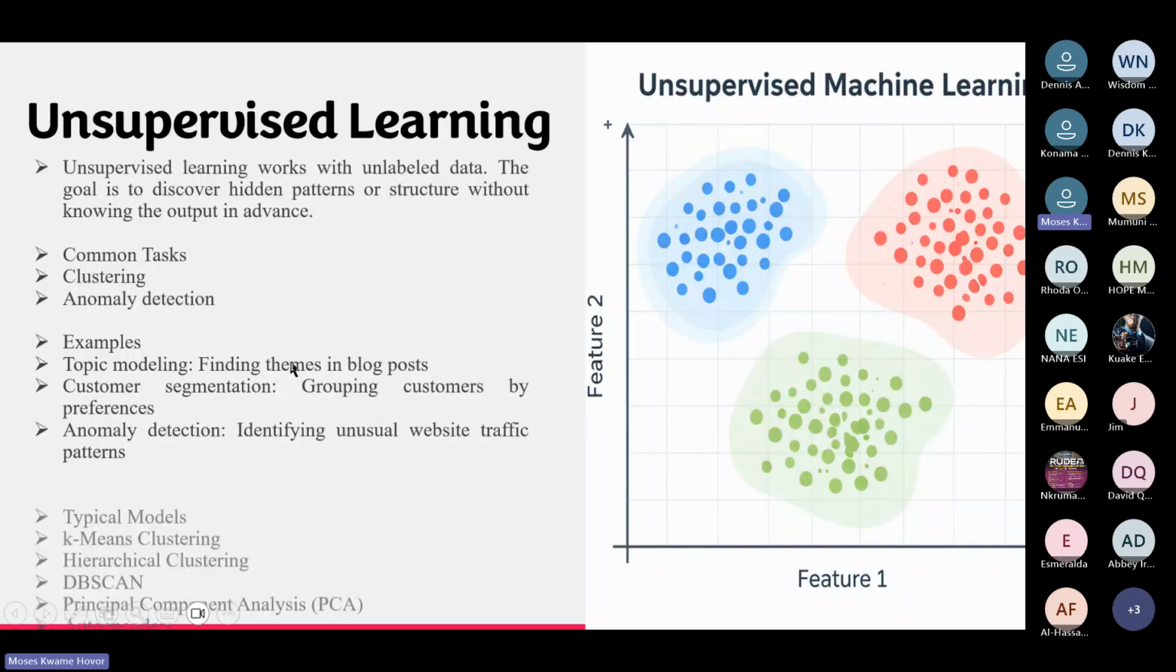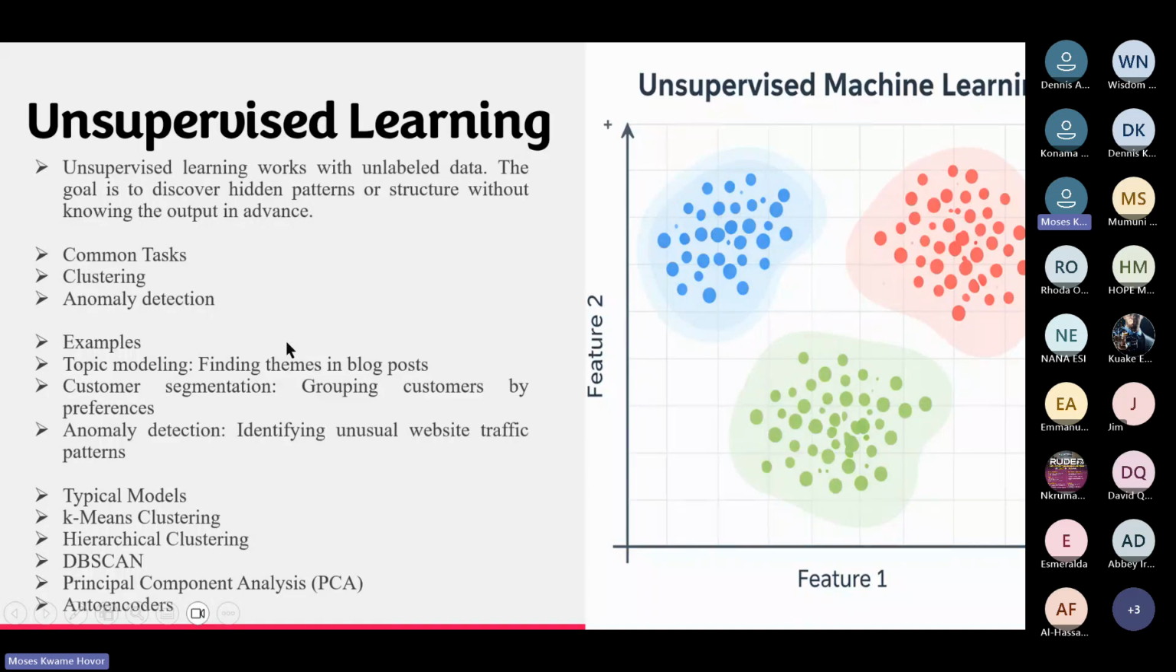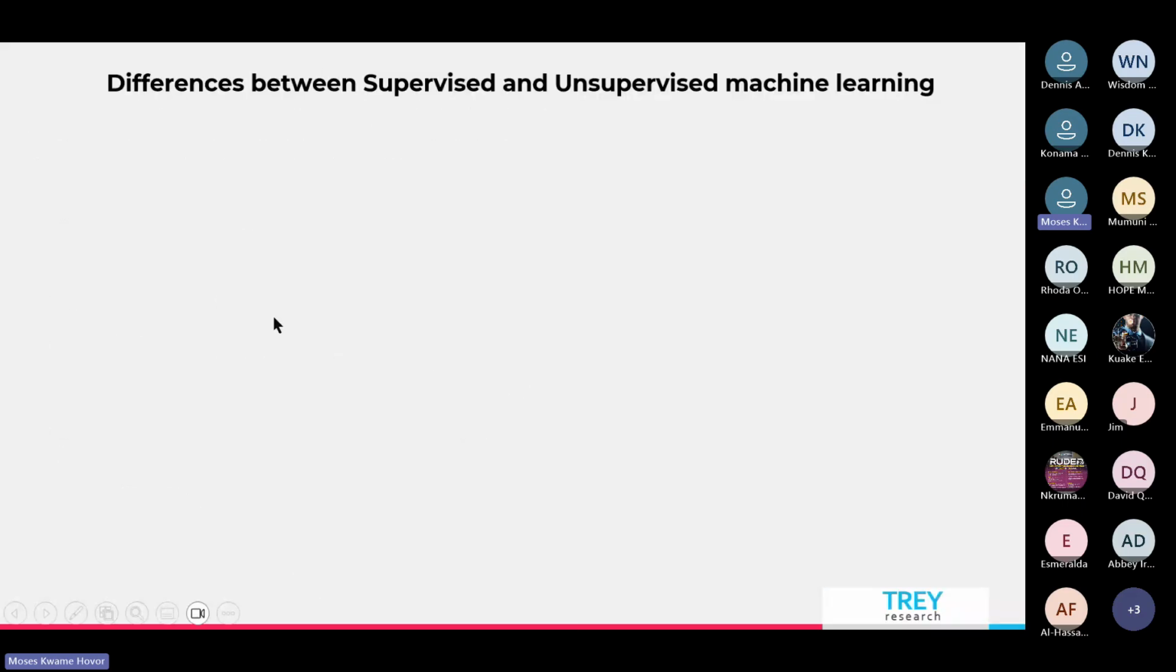Now, the typical models that you will be introduced to in the coming sections are K-means clustering, hierarchical clustering, DBSCAN, PCA, and autoencoders. You'll be introduced to these in the upcoming sections.